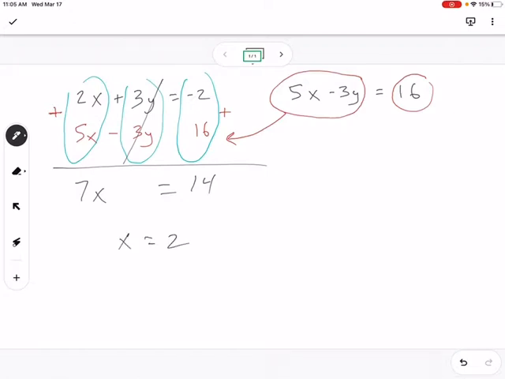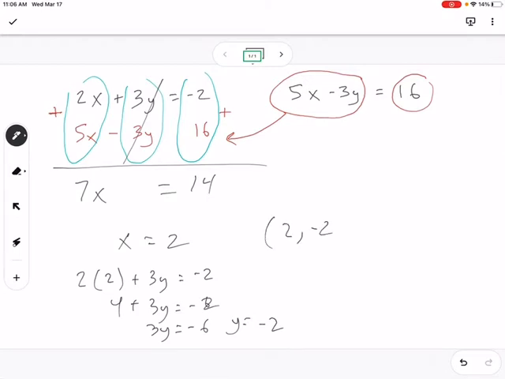You can put 2 back into either equation. So showing the first one, we get y equals negative 2. So there will be our solution, 2 comma negative 2.